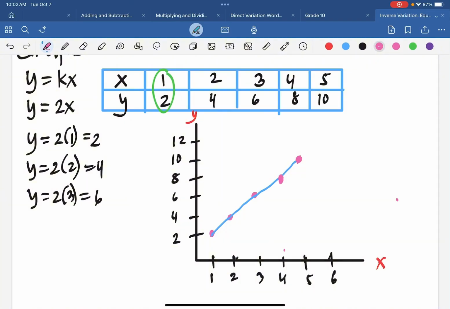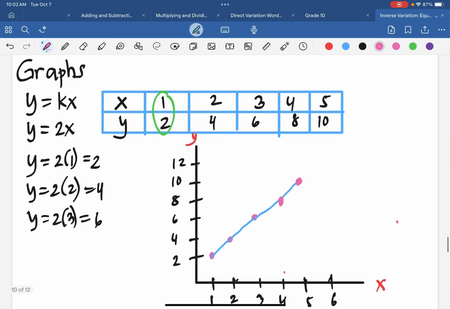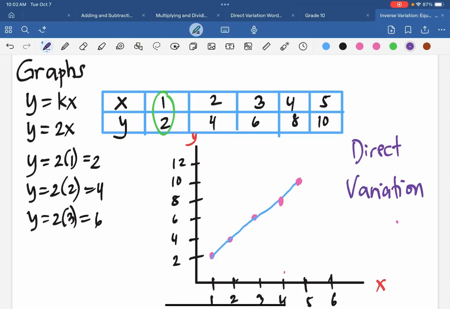Now, this is a graph of, again, a direct variation. So just to make it clear, our goal here is to differentiate what a direct variation versus an inverse variation looks like when it comes to graphing. Direct variation. Now let's have an inverse.